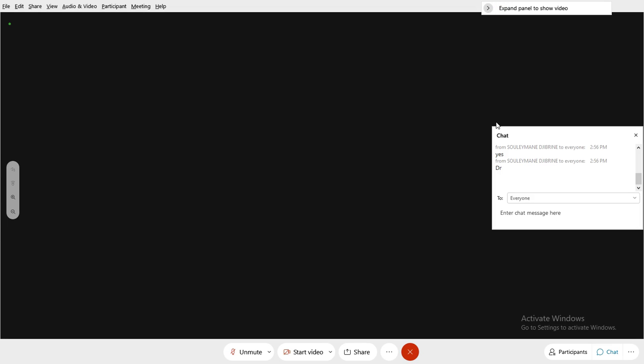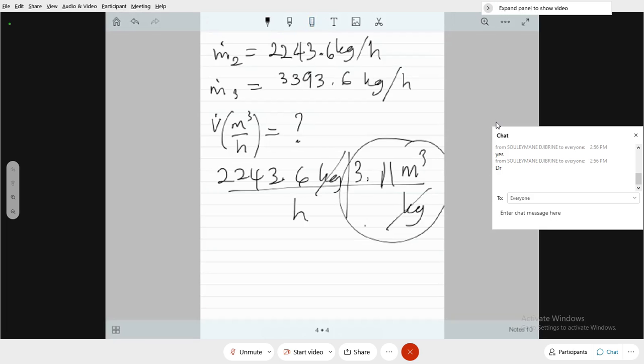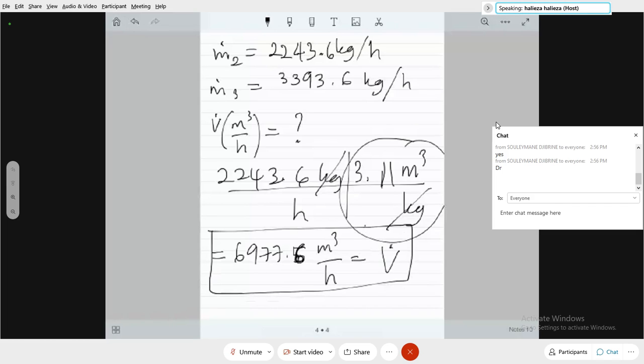So the final answer, the volumetric flow rate, will be what, guys, in cubic meters per hour? Give me a value, please. 6977.596, so just round it off to 6977.6. Anybody get the same answer as Omar? Yes, good. So that's the final answer, your volumetric flow rate for the superheated steam coming in at 400 degrees C.